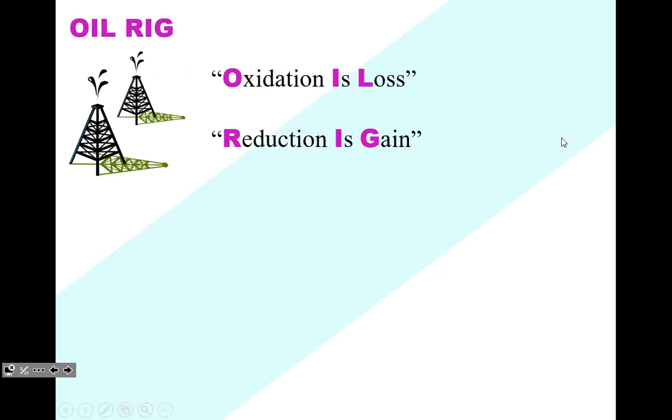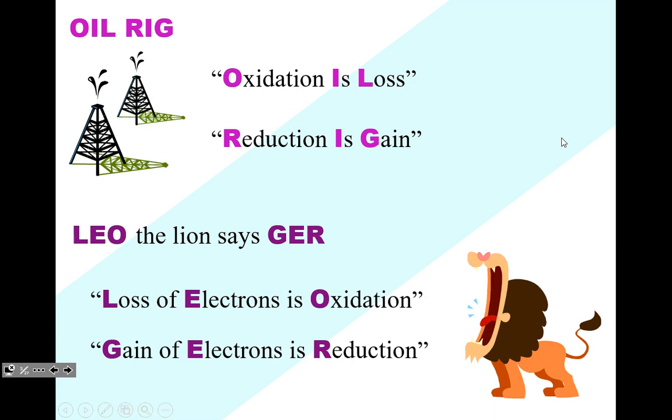So here's an example of how to memorize that. If you think of OIL RIG, oxidation is loss of electrons and reduction is gain of electrons. Or Leo the lion says grr, I'm sure you've heard that before. Loss of electrons is oxidation and gain of electrons is reduction.